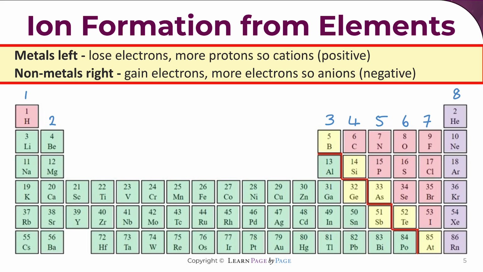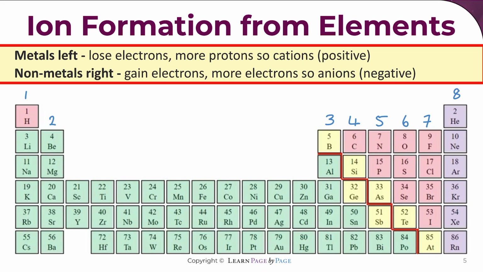There is one important anomaly, and that's hydrogen. Hydrogen is a non-metal, but it commonly forms a positive ion, H+ ions, by losing its only one electron, and it makes it very unusual and very important, especially in acid-base chemistry.